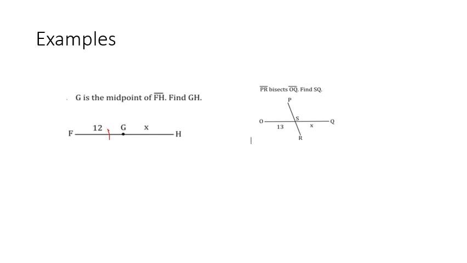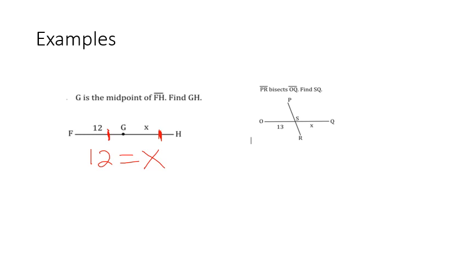We're going to make some congruent marks. One mark here, one mark here. That means that those two parts are congruent. So 12 equals X. This piece is 12 inches, and this piece is 12 inches.